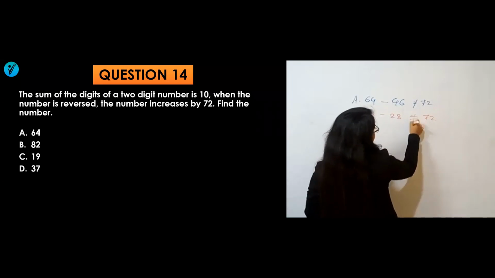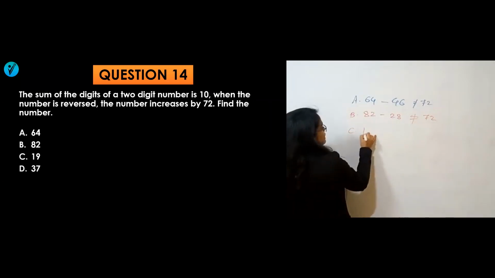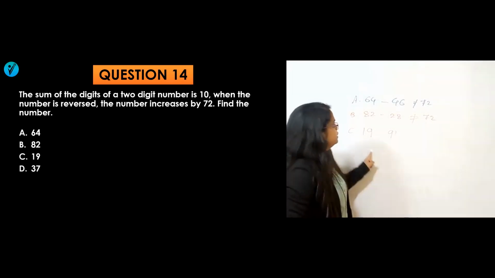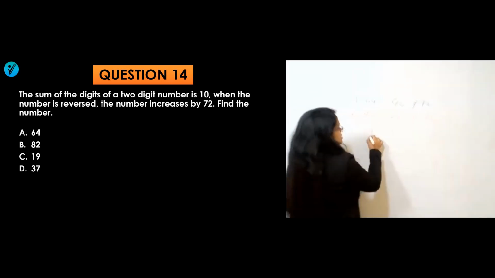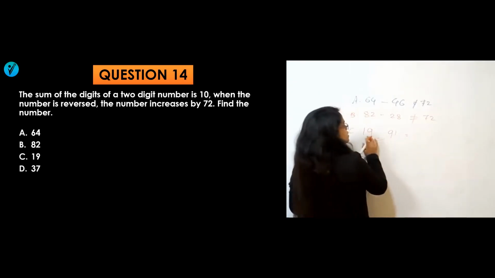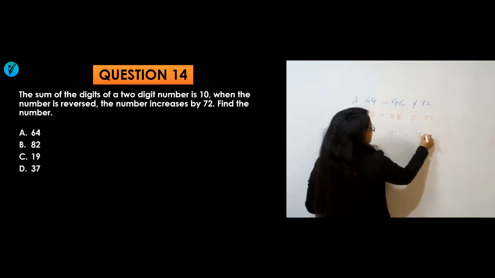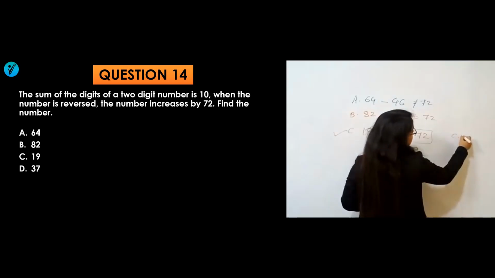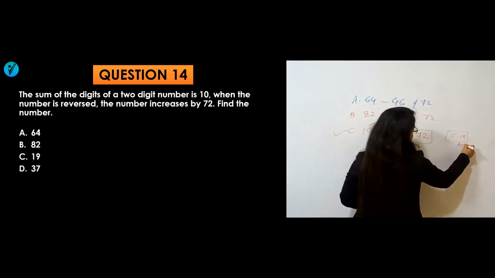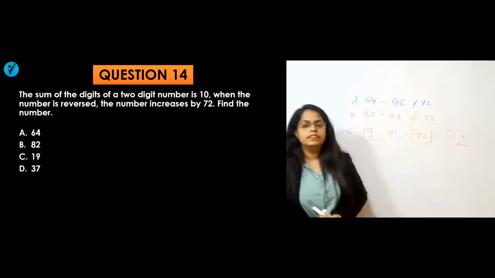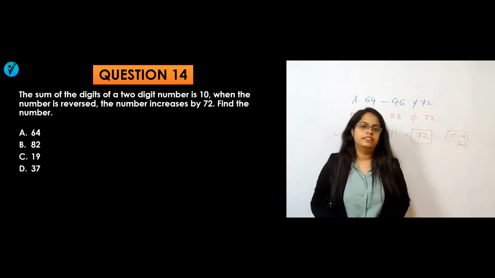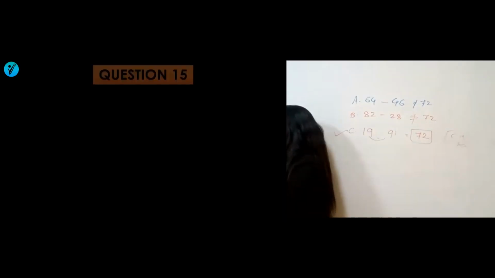Then option C is 19. If I reverse it, my number will be 91. That means it has increased, and if you find the difference, it will be equal to 72. So your answer will be option C, that is 19. Even 37 will become 73, which won't increase by 72. So that's it. Now let's go to the next question.